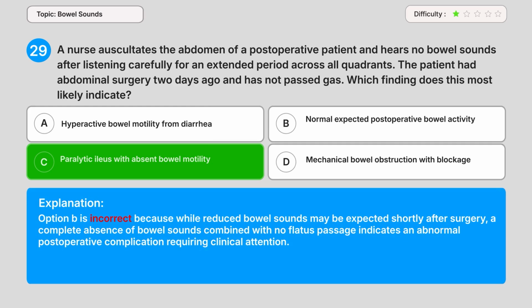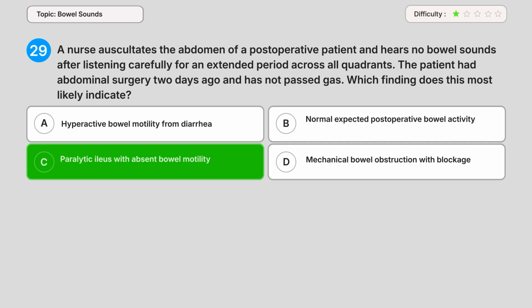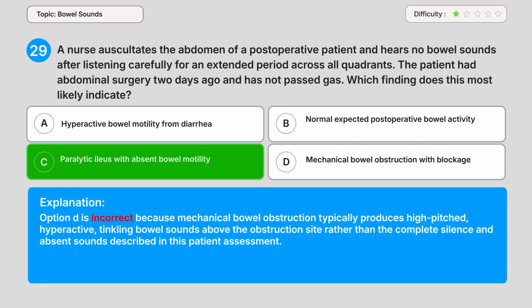Option B is incorrect because while reduced bowel sounds may be expected shortly after surgery, a complete absence of bowel sounds combined with no flatus passage indicates an abnormal post-operative complication requiring clinical attention. Option D is incorrect because mechanical bowel obstruction typically produces high-pitched, hyperactive, tinkling bowel sounds above the obstruction site rather than the complete silence and absent sounds described in this patient assessment.